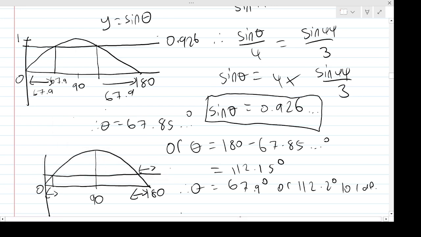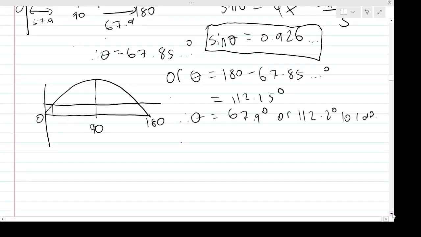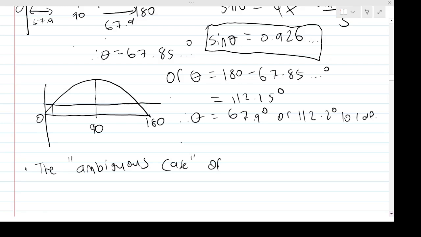So the gap there is the same as the gap there. So in general then, to work out this other angle, if the first angle up here is 67.9, then the other angle here is going to be 180 take away that 67.9. In general then, when we can get two possible solutions for the angle from the sine rule, we call this the ambiguous case of the sine rule, and that gives us two possible angles.